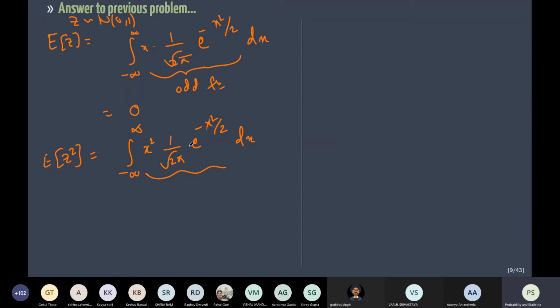So for an even function, we know that the integral, the area, is equal on both sides. So that's what we know for the even function. So we can invoke that, or we can directly do this integration. It doesn't matter. So we do integration by parts, and what we will get is 1 over square root 2 pi.